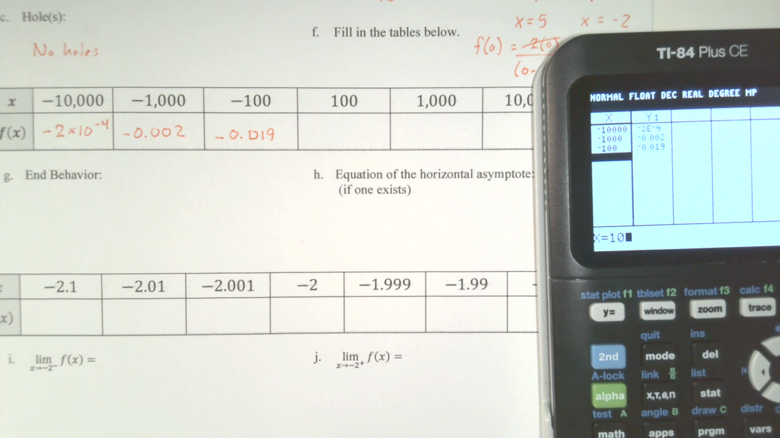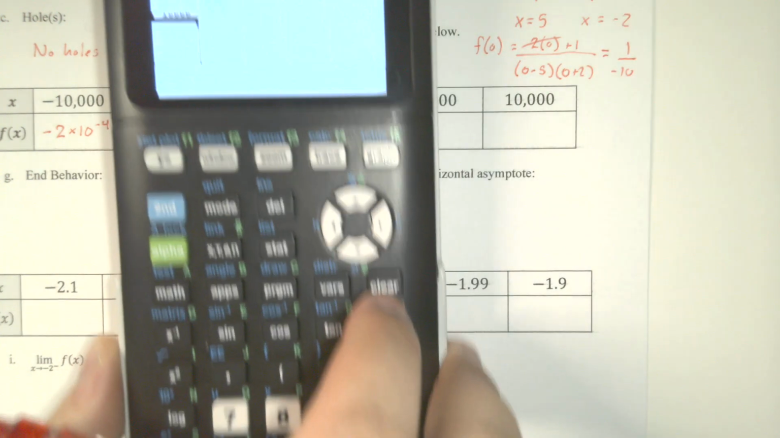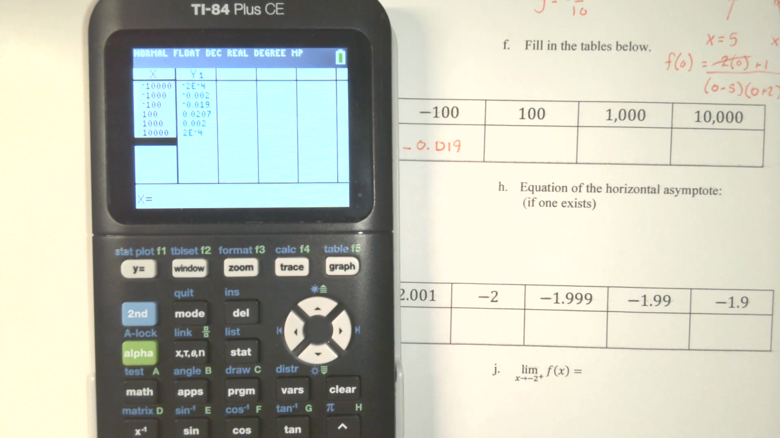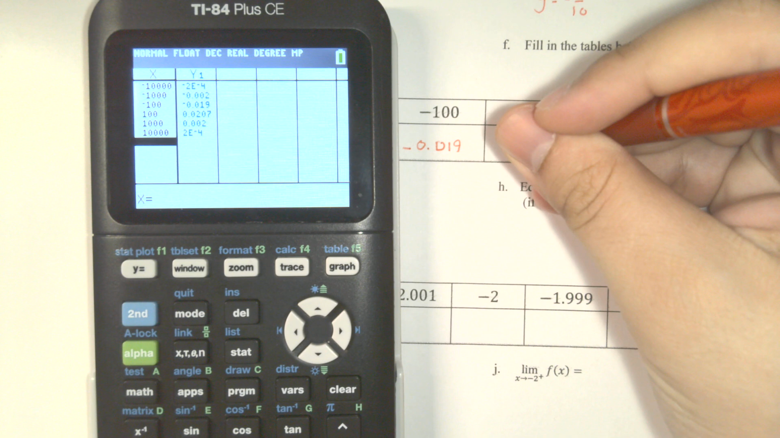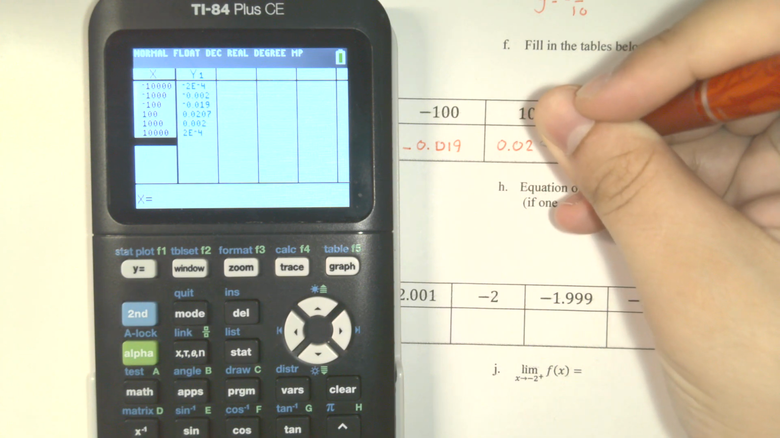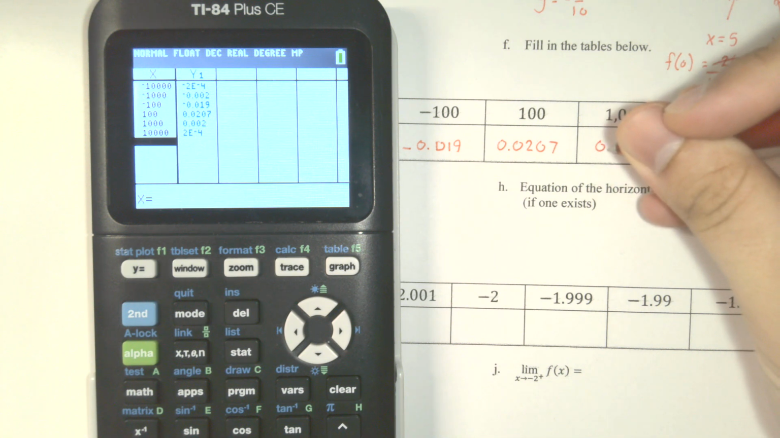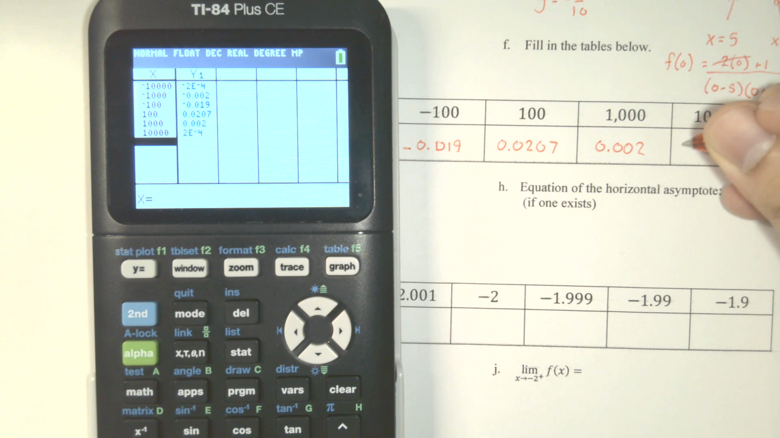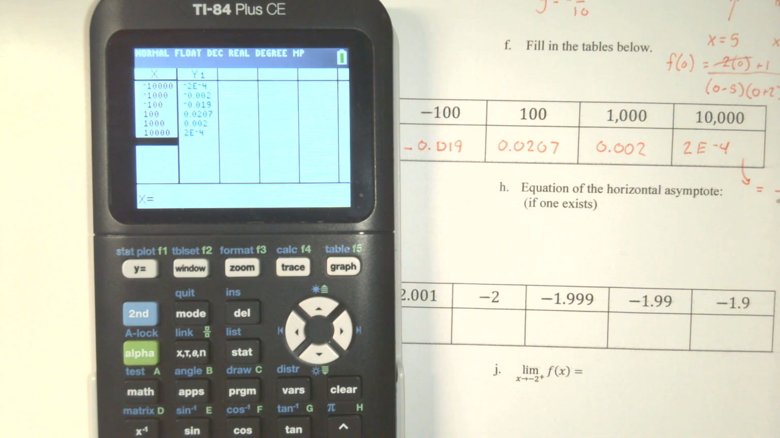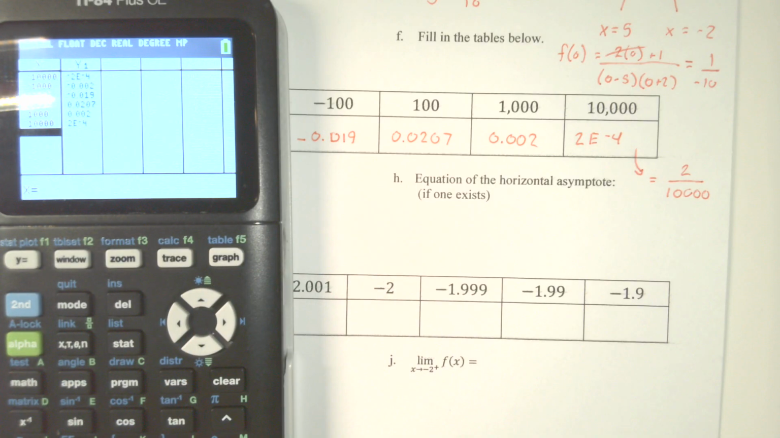And if we do 100, if we do 1,000, and if we do 10,000, we get similar values, just positive. So for 100, we have 0.0207. For 1,000, we have 0.002. And then we have 2e negative 4. And so again, 2e negative 4 is equal to 2 divided by 10, but with a 1 followed by 4 zeros. So 2 divided by 10,000. Oh, and I realize you can't see that. 2 divided by 10,000. So this is a very, very small number.